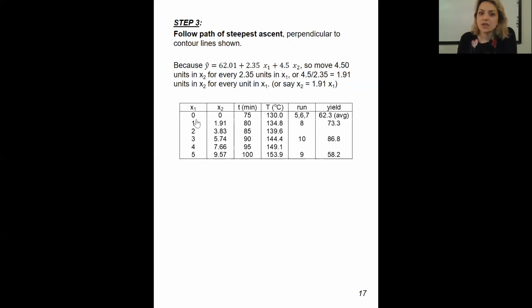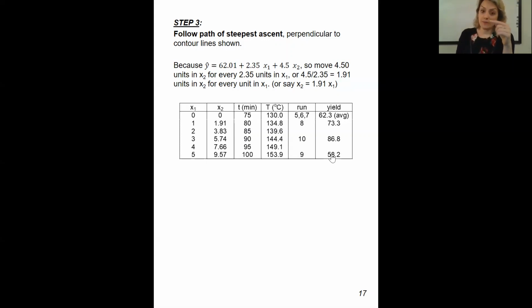And then we start from these ones and choose. Let's say you choose the first one. It's the operating condition, say 90 minutes and 134.8. At this operating condition, you run the experiment, and let's say you find a yield of 73.3. Then you choose another one, let's say 90 minutes and 144.4. We run the experiment, and the yield we get is 86.8. And let's say another one, 153.9. We run the experiment, and we see that we found 58.2.